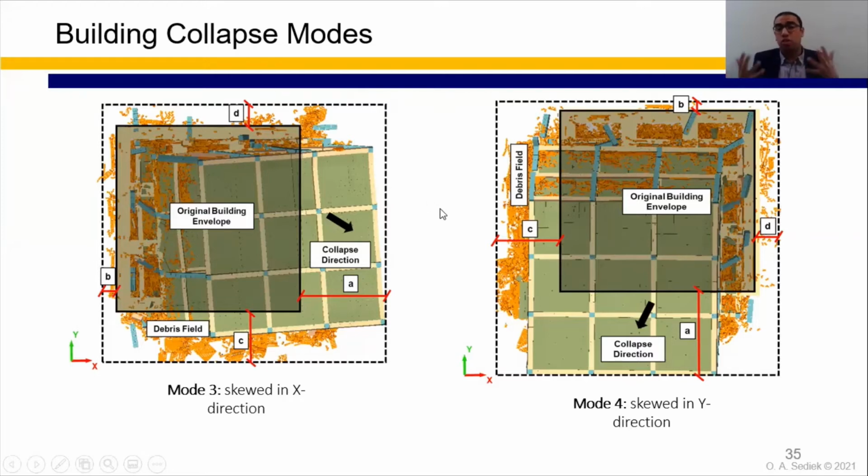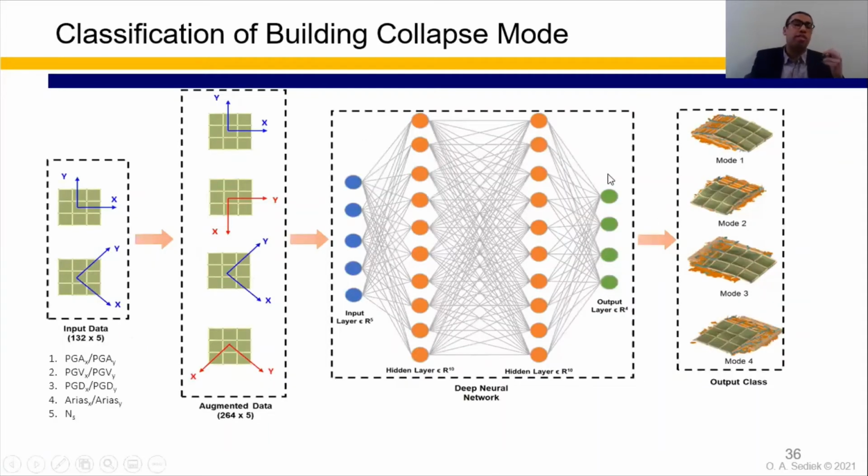So we want a tool that can be used to classify these collapse modes without doing the analysis again. Machine learning actually can help us to do this. So that's why we used deep neural networks to classify the collapse mode based on input parameters.